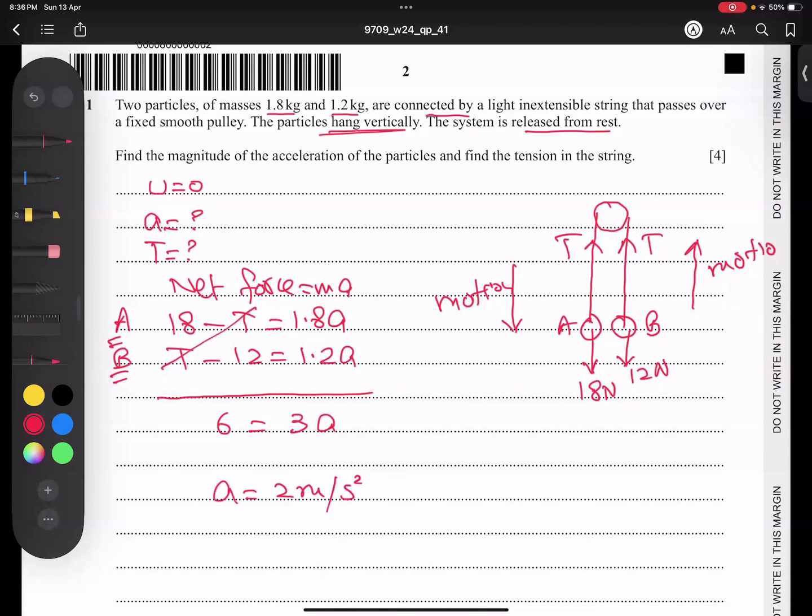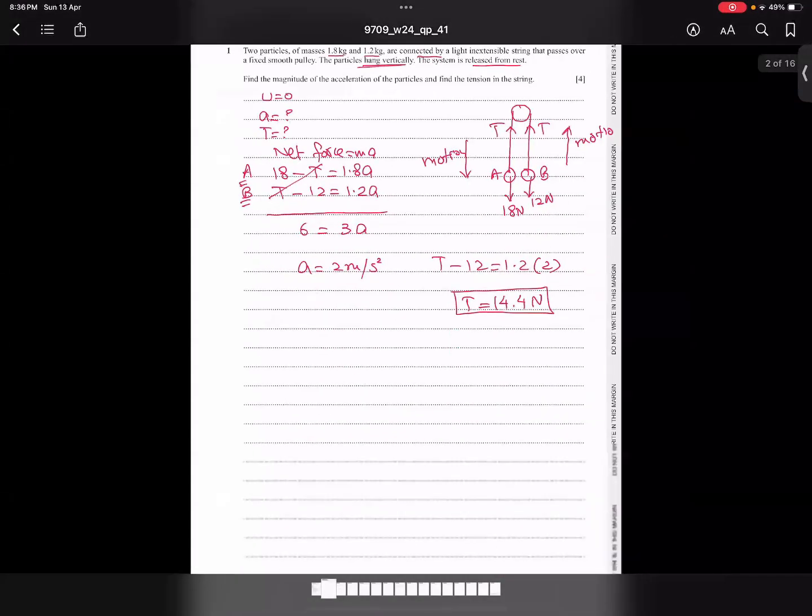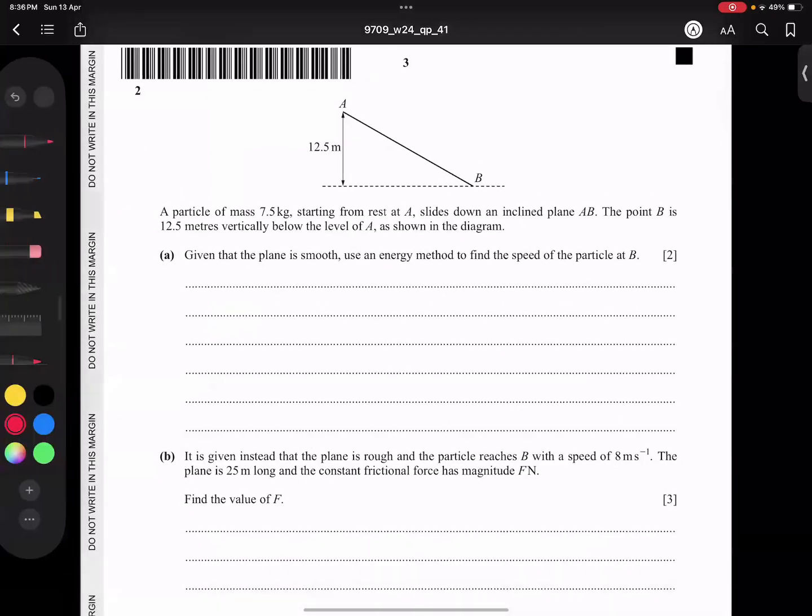Now I will put this value in any one equation. I'm using the lower equation: T minus 12 equals 1.2 times 2. And this becomes, sorry, 14.4 newtons. So I hope the point is very clear and the question is clear. Let's go for question number 2.